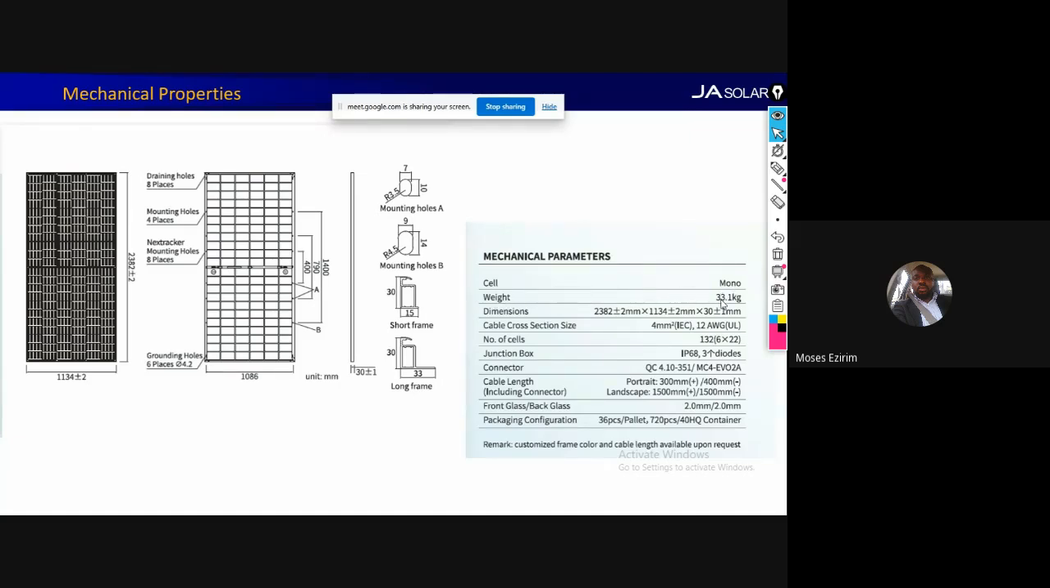The weight is 33.1 kg. Now, all these parameters are not just there for you to overlook. They are very, very important. If you are doing a roof mount, weight is very, very important. All right. So this is the dimension. You can see the cable size as well, 4 mm.